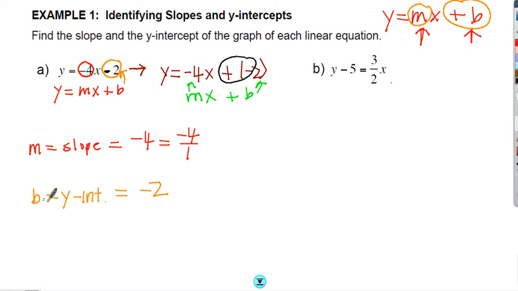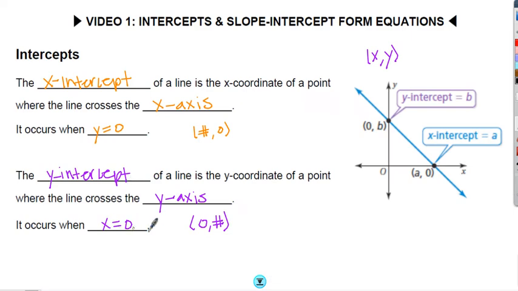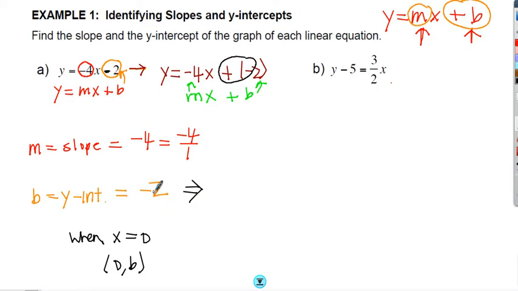And instead of writing b equals negative 2, we're going to translate this into a point. And y-intercept is when x is 0. Remember from the notes, it's always 0, comma, number for the y-intercept. Let me go back. And we said y-intercept is when x is 0. It's a 0, comma, number. So for this one, if our y-intercept is negative 2, it's going to be 0, comma, negative 2. So our y-intercept is 0, comma, negative 2, and slope is negative 4 over 1.